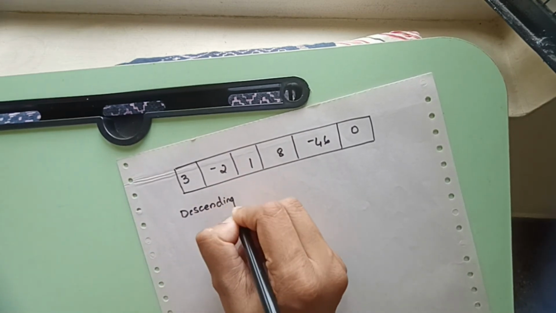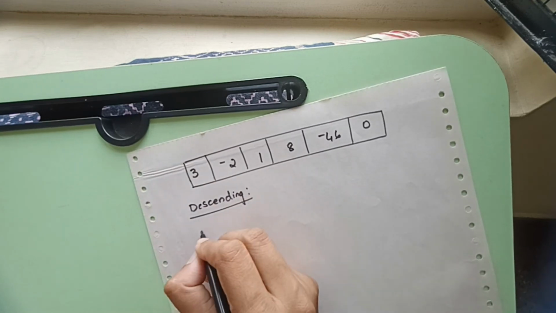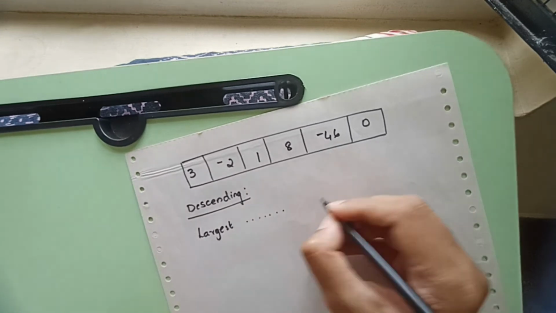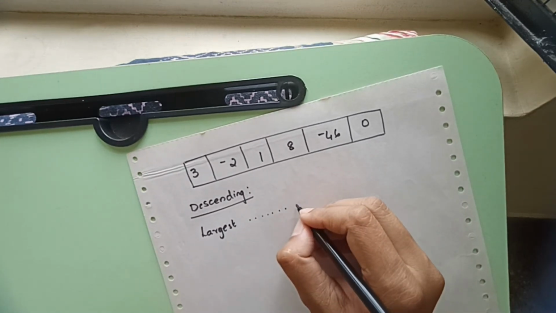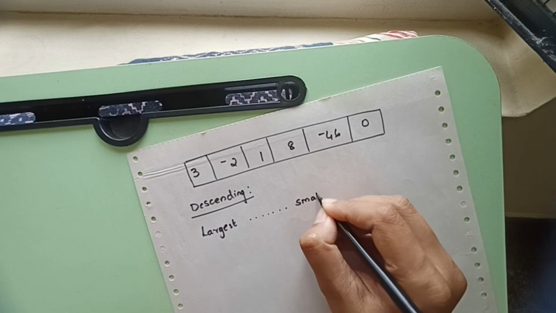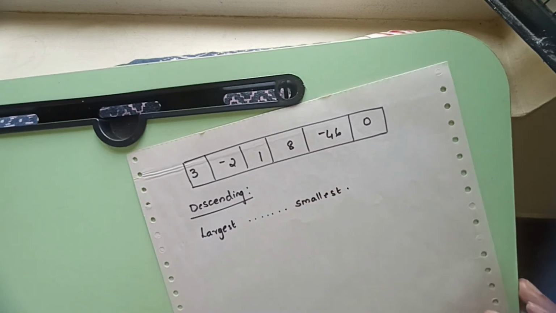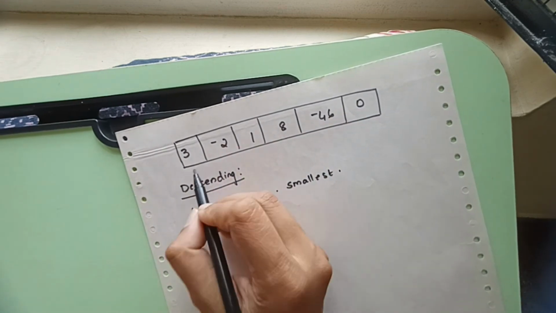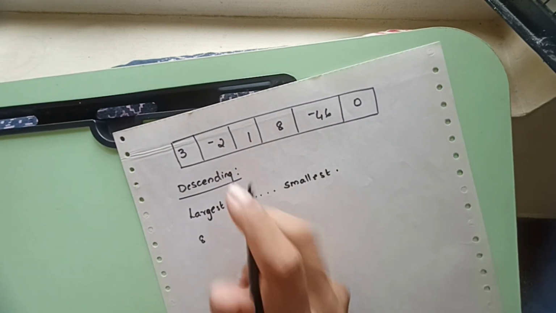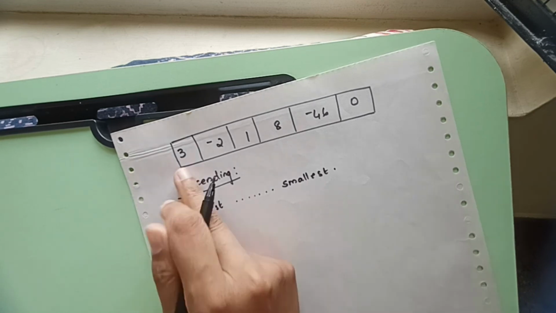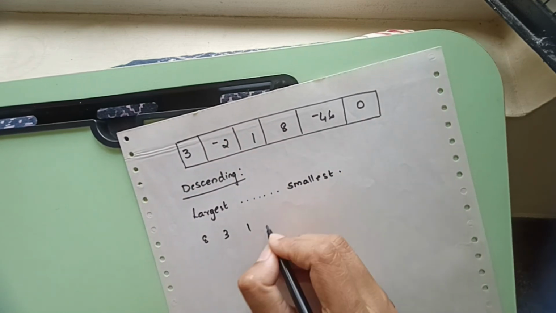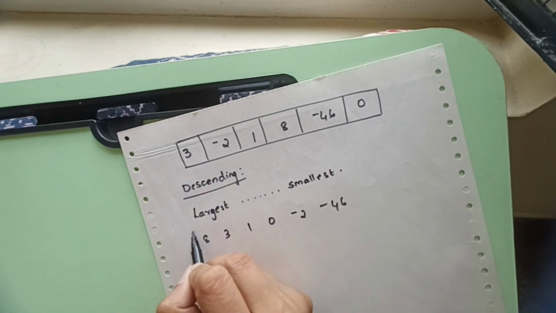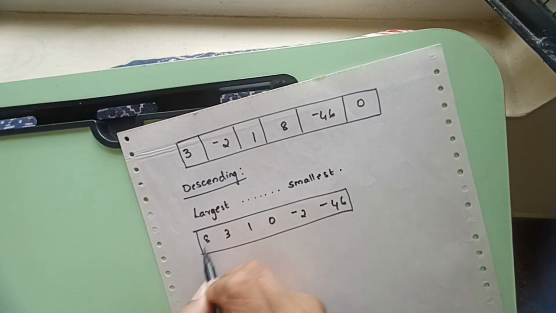So in descending order, the largest element should come first, then it should decrease, and the smallest element will be coming at last. So we will manually try to sort this. Which is the largest element? 8. Second largest is 3. Then 1, then 0, -2, -46. So -46 is the smallest element. So this will be the final output.